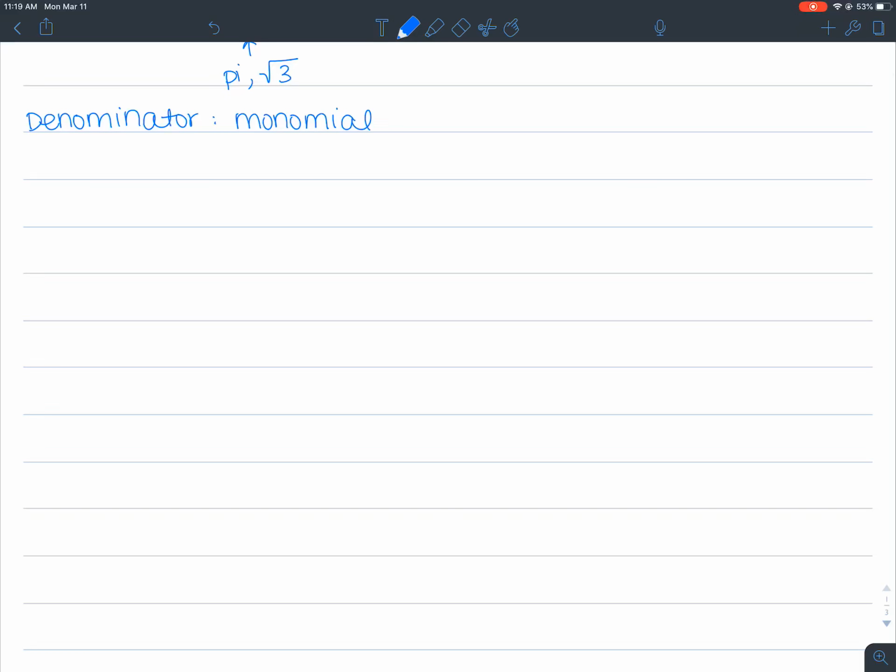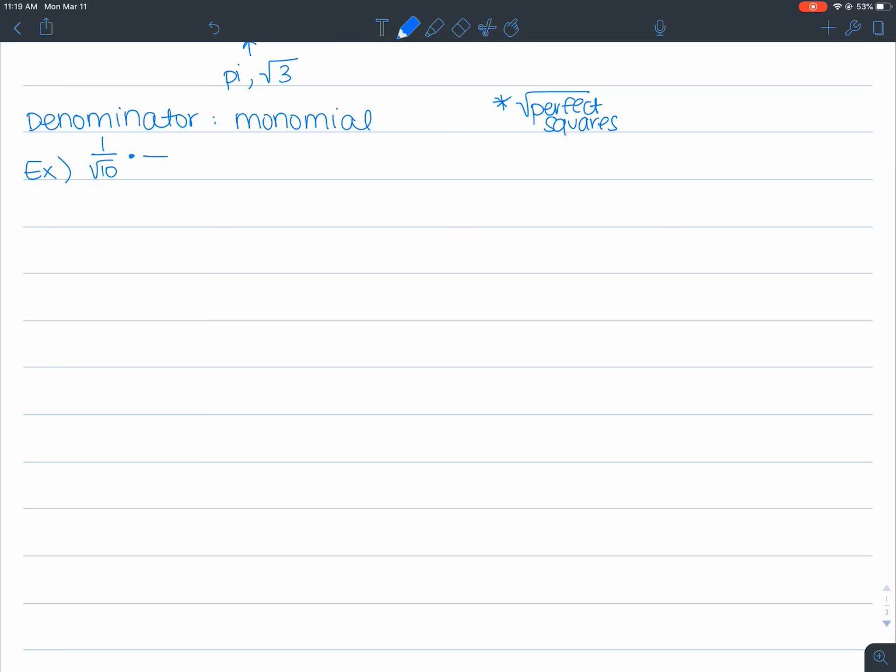So when we have a denominator that's a monomial, it's kind of easier. So let's say we have 1 over the square root of 10. And we want to basically make this denominator a perfect square so that we can get a number that will reduce. So we want perfect squares to be inside the radical for the denominator.